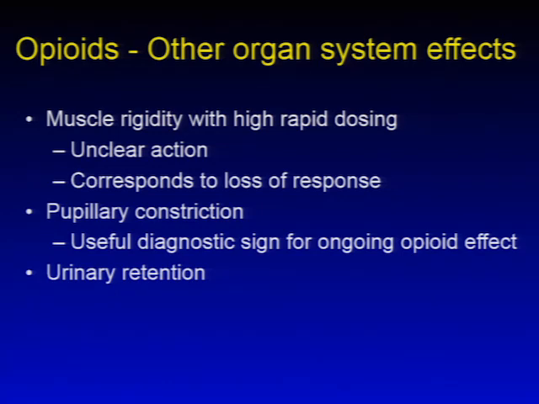Other organ system effects of opioids, patients may develop muscle rigidity. This usually occurs with high and rapid dosing. Not entirely clear what the mechanism of action is, but it does also correspond to the loss of responsiveness from the patient. Pupillary constriction can occur. This is a somewhat useful diagnostic sign for ongoing opioid effect. And then patients can also develop urinary retention in the post-op period.